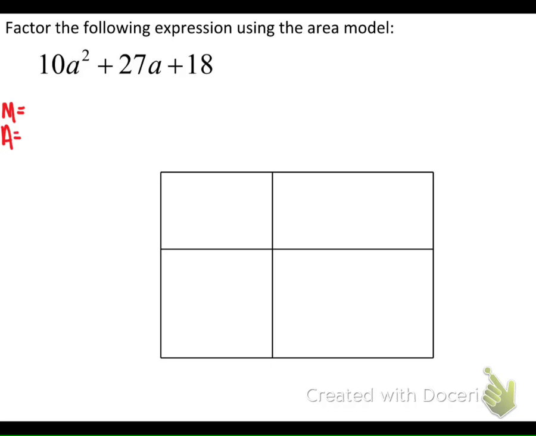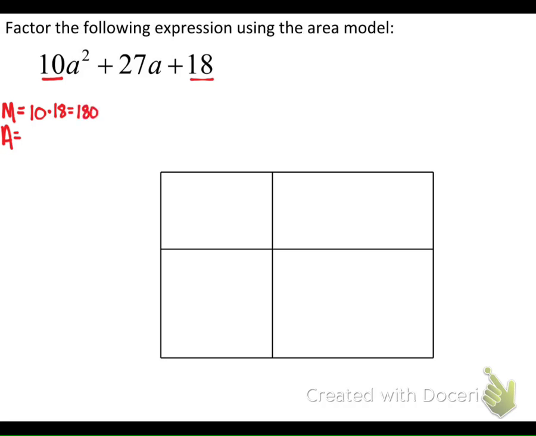so I'm going to write my MA, so that's the first thing I'm going to do. I'm going to find the M, which means multiply, by taking my first coefficient times my third coefficient. When I say coefficient, all that means is the number. So I'm not worrying about the variables right now. So I'm going to take my first number times my third number. So 10 times 18 is 180.